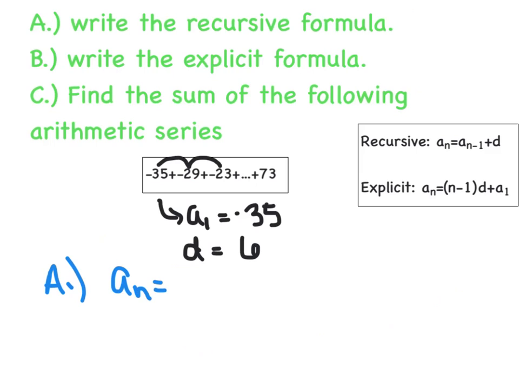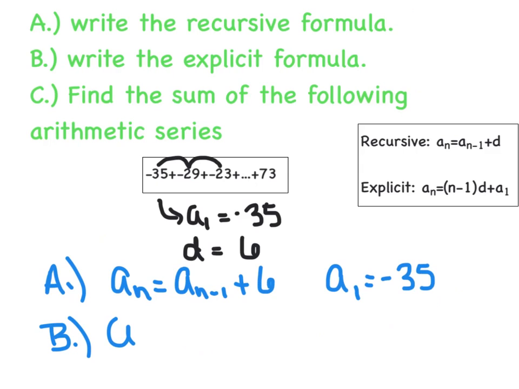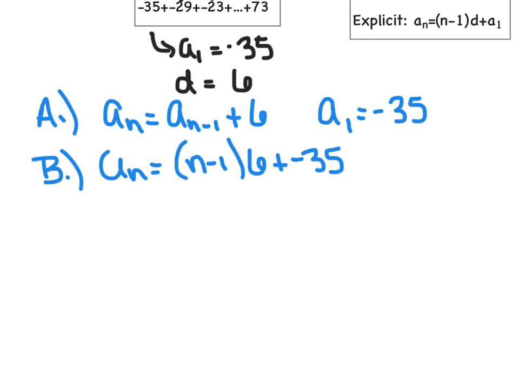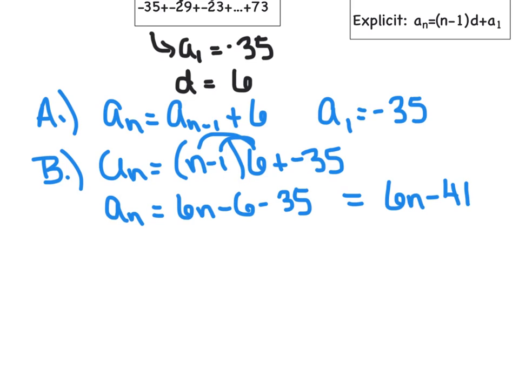Recursively, we know the nth term is going to be the n minus first term plus the 6, where the first term is defined as negative 35. Explicitly, we've got the quantity n minus 1 multiplied by 6, and then we're going to add a negative 35. We'll go ahead and distribute the 6 and combine some like terms. So we know the nth term is 6n minus 6 minus 35, or in other words, the nth term is 6n minus 41. Bang, right there. We're going to come back and use that bear.